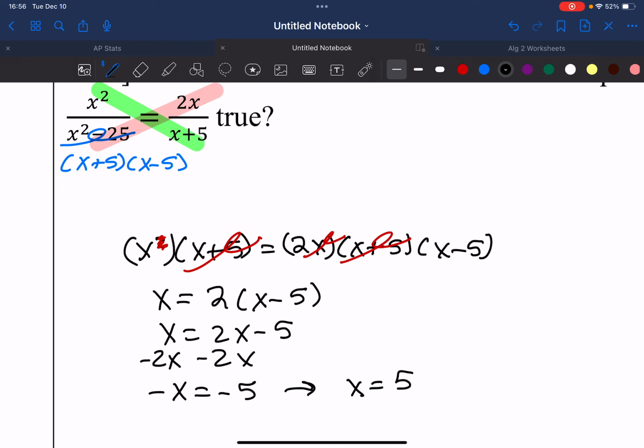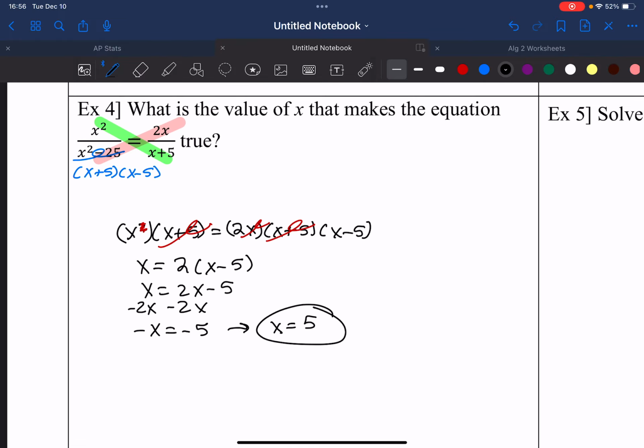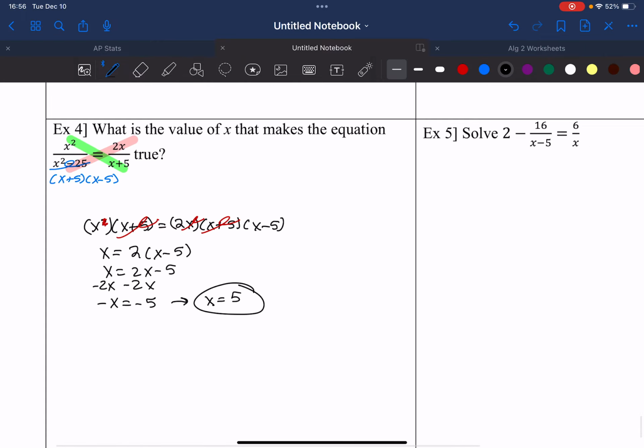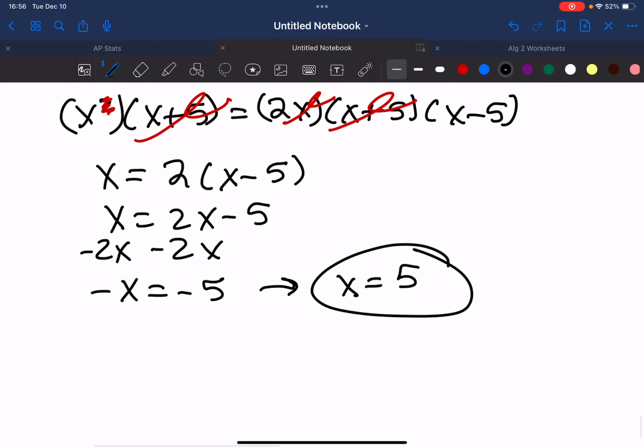Make sure I did all that correct. Oh, I did make a mistake. I was like, this doesn't look right. When I distribute that 2 in, I forgot to distribute it here to the 5. So this is actually minus 10. Okay, so then I have minus 10, x is equal to 10. Okay, sorry about that.